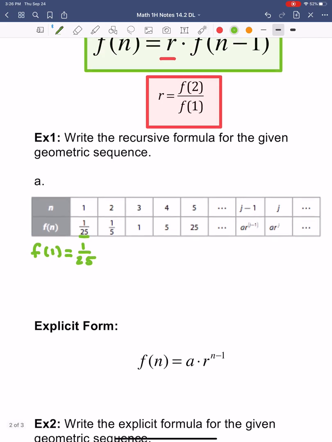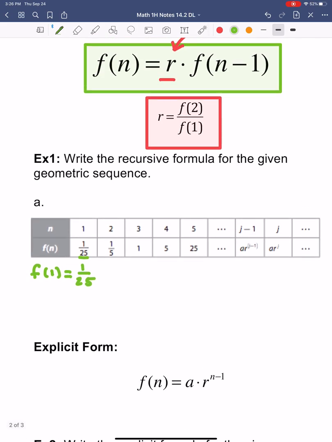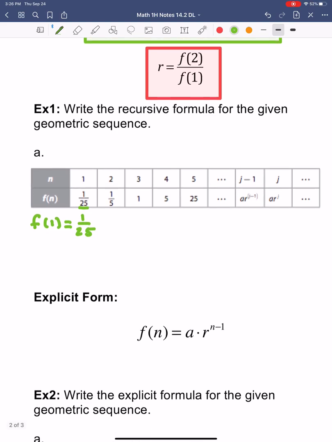And then we're going to go back up and use this formula from the green box here. So it looks like this. We've got f of n equals, okay, it tells me R, so whatever I'm multiplying by. It's not super obvious in the beginning of this sequence here. We got 1 over 25, 1 over 5, but as I move along here, I can see it looks like I'm multiplying by 5, so my R value must be 5 times f of n minus 1. Okay, and then that's it for that piece.